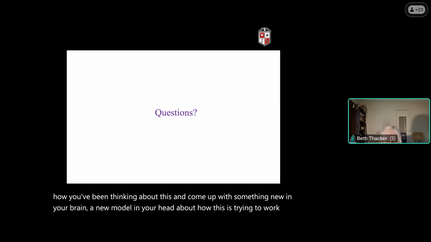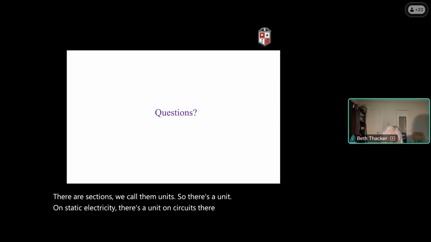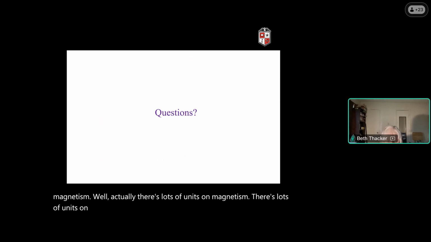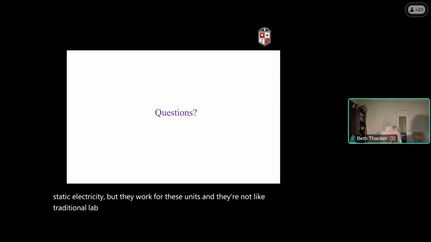And so all our materials are like this. So it's not divided into labs. There are sections, we call them units. So there's a unit on static electricity, there's a unit on circuits, there's a unit on magnetism. Well, actually, there's lots of units on magnetism, there's lots of units on static electricity, but they work through these units and they're not like traditional labs. I would have to send you a sample so you could see it. That would be great. Oh, thank you.